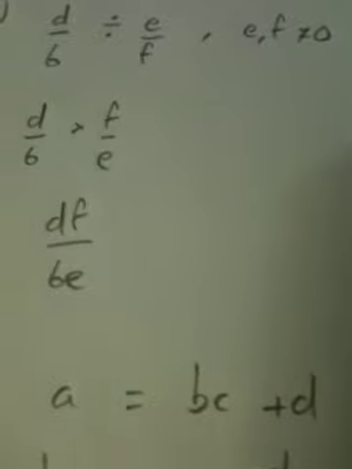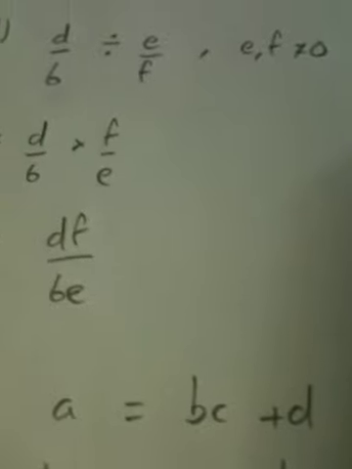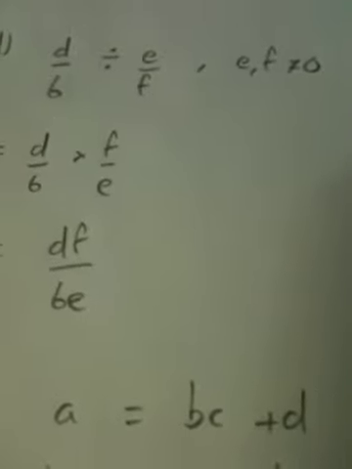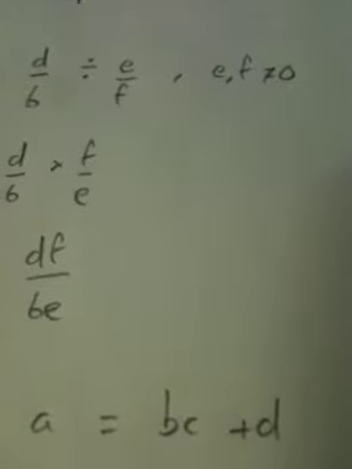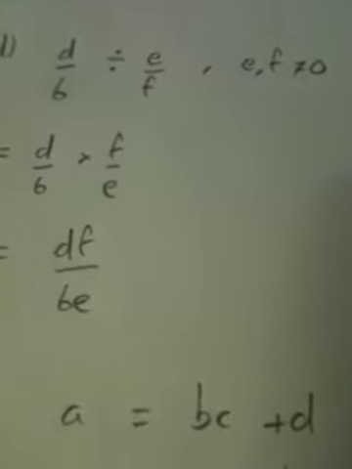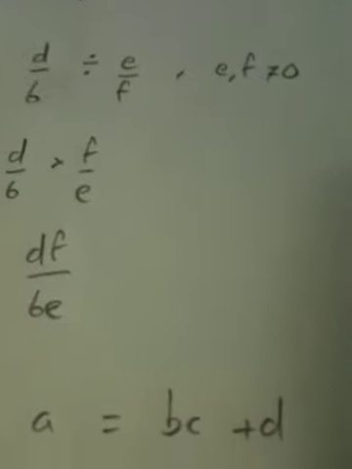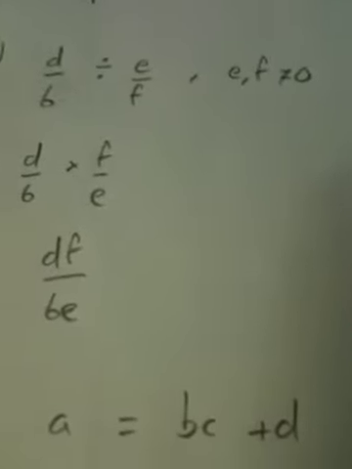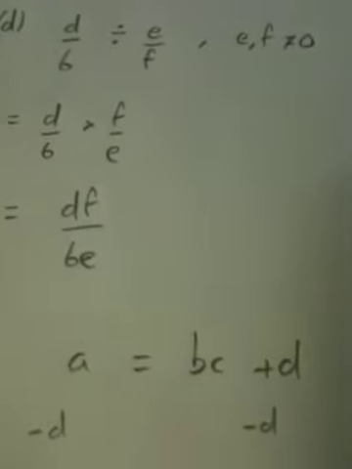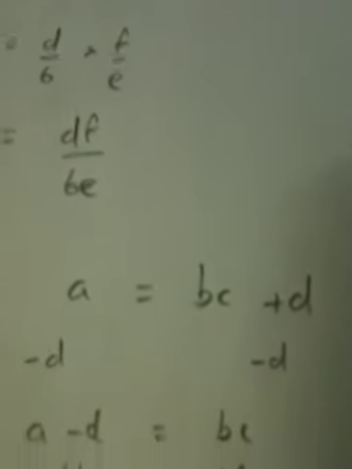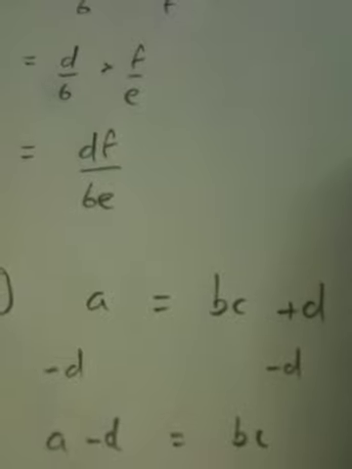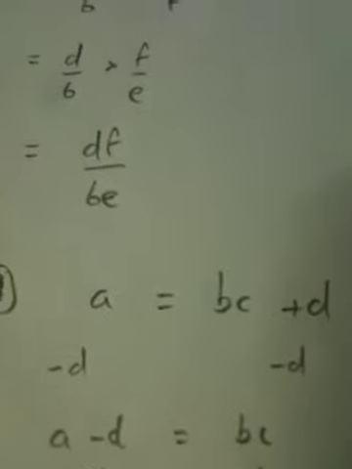Number 3, where's it gone? There it is. It says make c the subject of the formula. That basically means get c on its own. So here at the moment we have a equals b times c plus d. I'm going to subtract d from both sides. I will eliminate the d on the right hand side. So take d from both sides. We'll get a minus d equals bc.